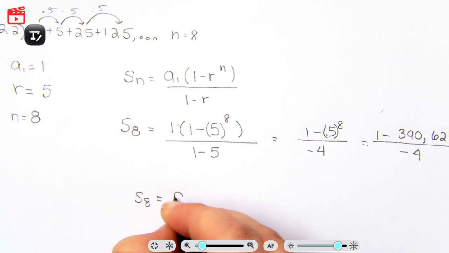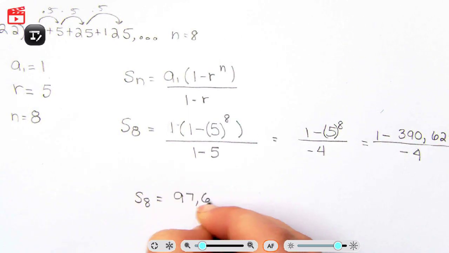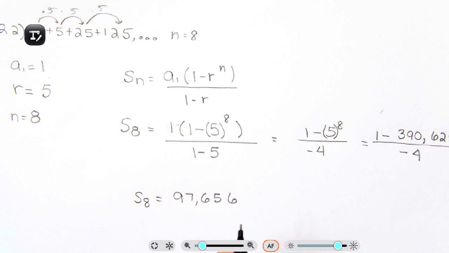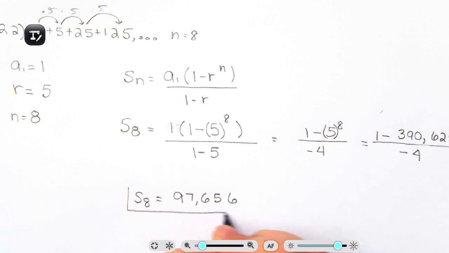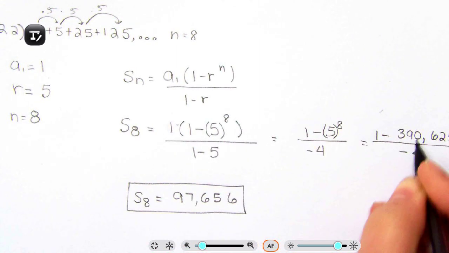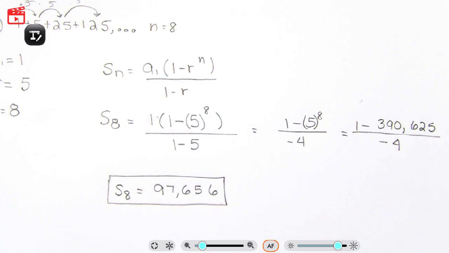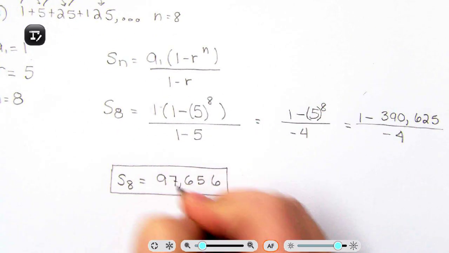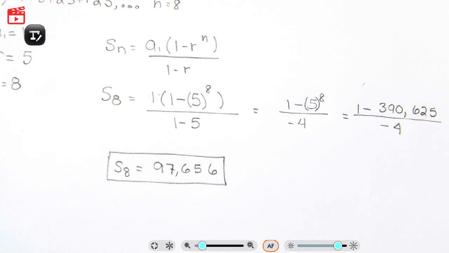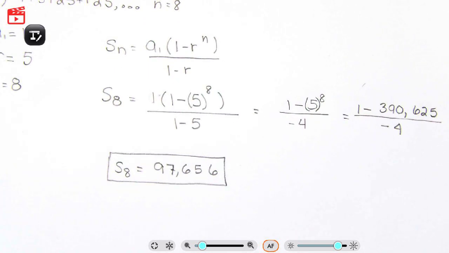S sub 8 is 97,656. Now from here to here, I typed it into my calculator instead of writing everything out because we're dealing with larger numbers now. So I'm letting the calculator do the hard work. All right, let's move on.